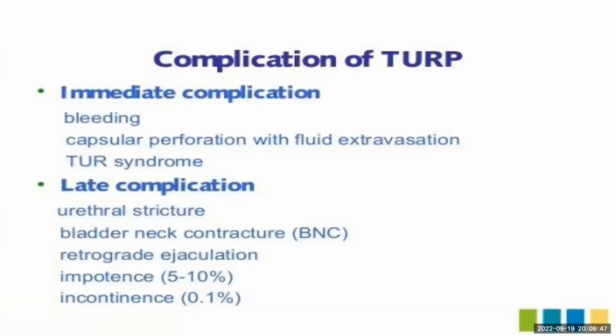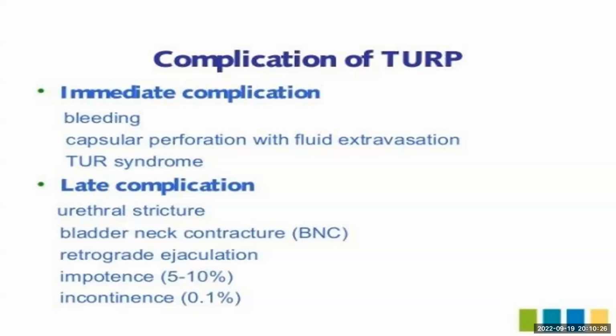The complications of TURP: the immediate complication is bleeding. Next is capsular perforation with fluid extravasation. This is an important point which you have to check. During the procedure of TURP, it should be completed in a maximum stretch of 45 minutes. It should not go beyond 45 minutes. When we cross the limit of 45 minutes, this procedure has to be done in the presence of normal saline. We'll continuously irrigate the normal saline into the bladder and continuously wash it out.